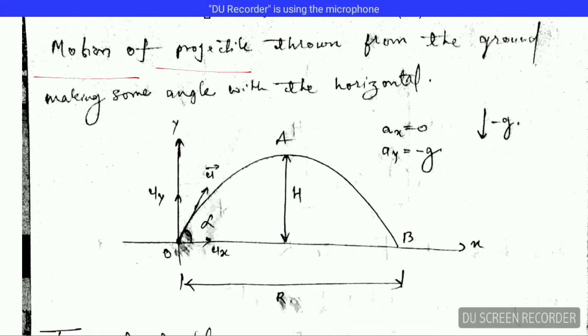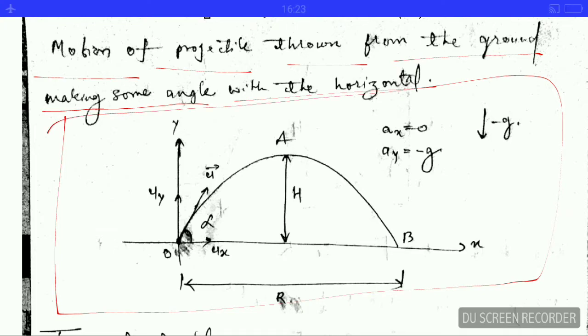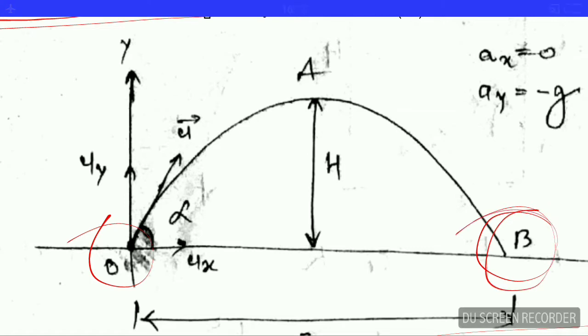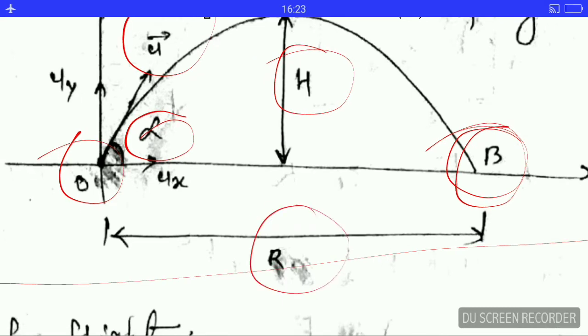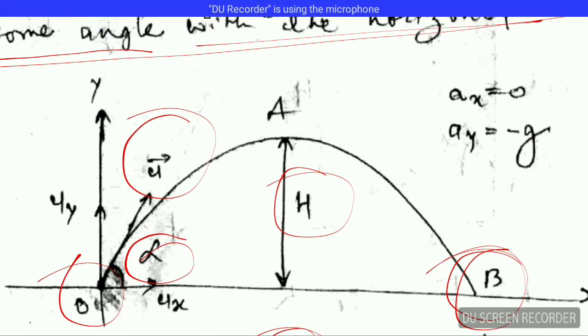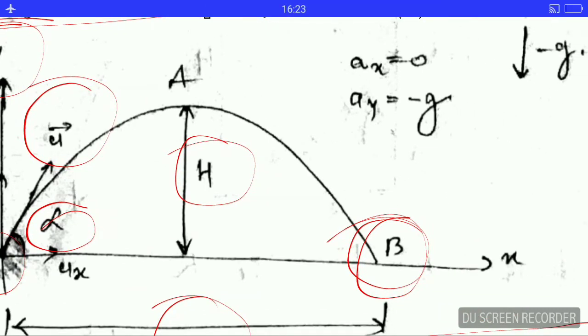Now, the motion of a projectile thrown from the ground making an angle with the horizontal. In this case, we will study this projectile motion. The projectile is thrown from the ground. You can see that here it is ground and here it is also ground. It is thrown from the ground and the object falls back on the ground after some time, and it makes an angle alpha, thrown with the initial velocity u. Here h is the maximum height, and R is the horizontal range. Here is our y direction, here is our x direction.